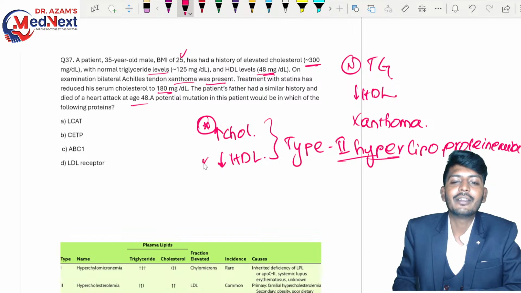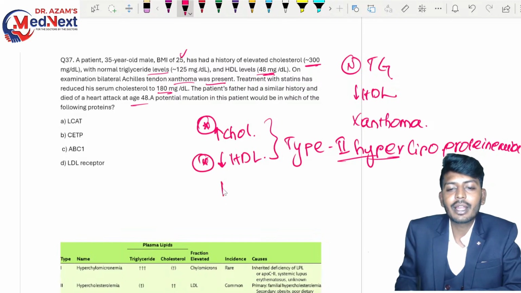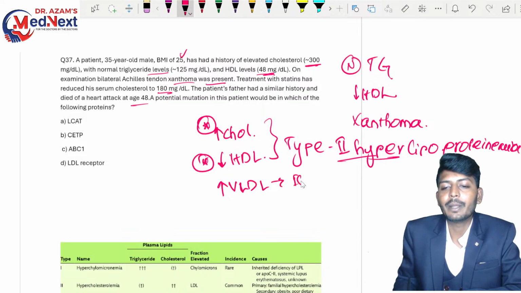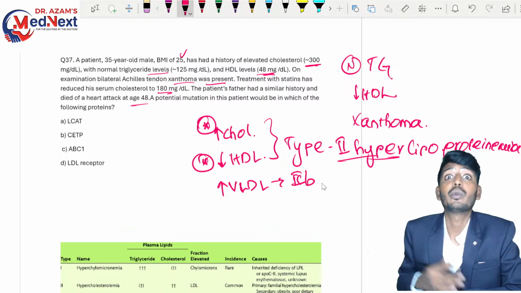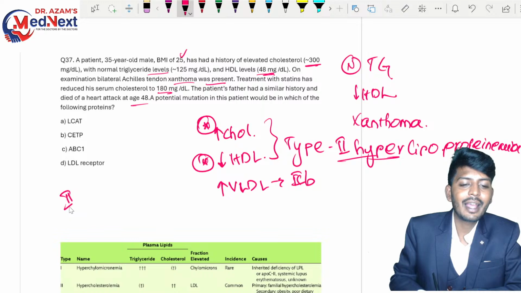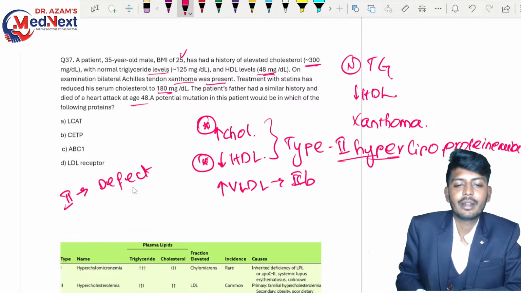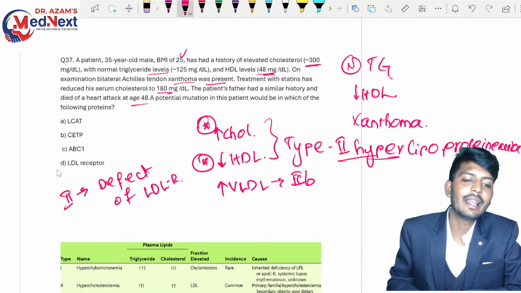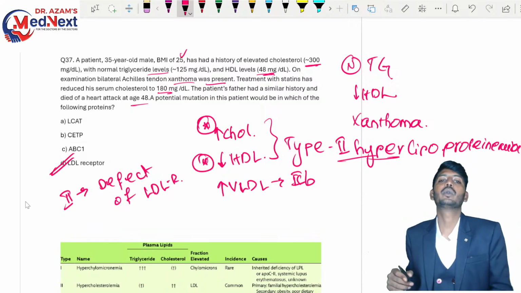Cholesterol increases, HDL decreases, and also there can be an increase of VLDL, specifically, especially in type 2B. Type 2 has two kinds, type 2 and type 2B. Remember directly, type 2 is due to a defect of LDL receptor. LDLR means LDL receptor. A defect of the LDL receptor is called type 2 hyperlipoproteinemia.